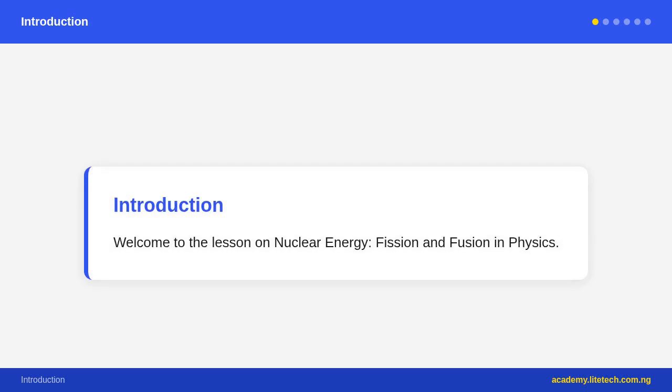Nuclear energy is the most concentrated form of energy known. A small amount of nuclear fuel releases enormously more energy than the same mass of chemical fuel. Nuclear fission powers our current nuclear reactors. Nuclear fusion powers the stars including our Sun, and may provide abundant clean energy in the future.